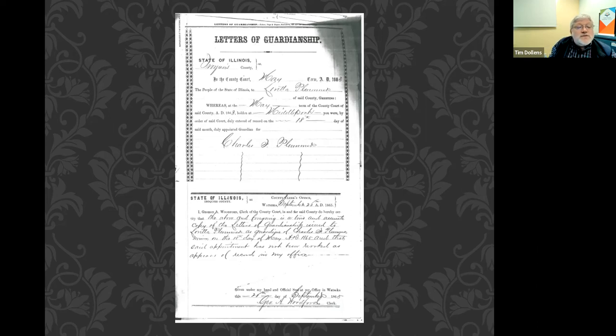So always look for this: when a child's parent dies, when they're under age 18, always look for guardianship papers in the county court of where they were living when the parent died. And so those are very important records because it's going to show both sides of the family.